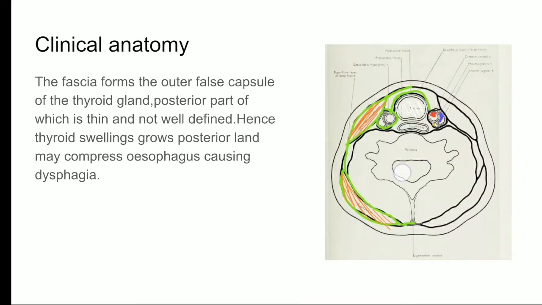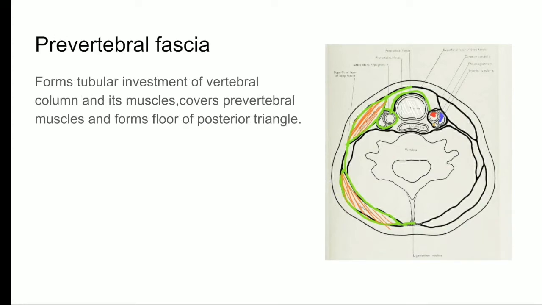So now we'll continue talking about the prevertebral fascia. Now, prevertebral fascia basically forms a tubular investment of the vertebral column and its muscles, and covers the prevertebral muscles and forms the floor of the posterior triangle. So, when we were talking about the investing layer, we saw that as it encloses the trapezius, at the anterior border of the trapezius, as it continues forwards, it formed the roof of the posterior triangle.